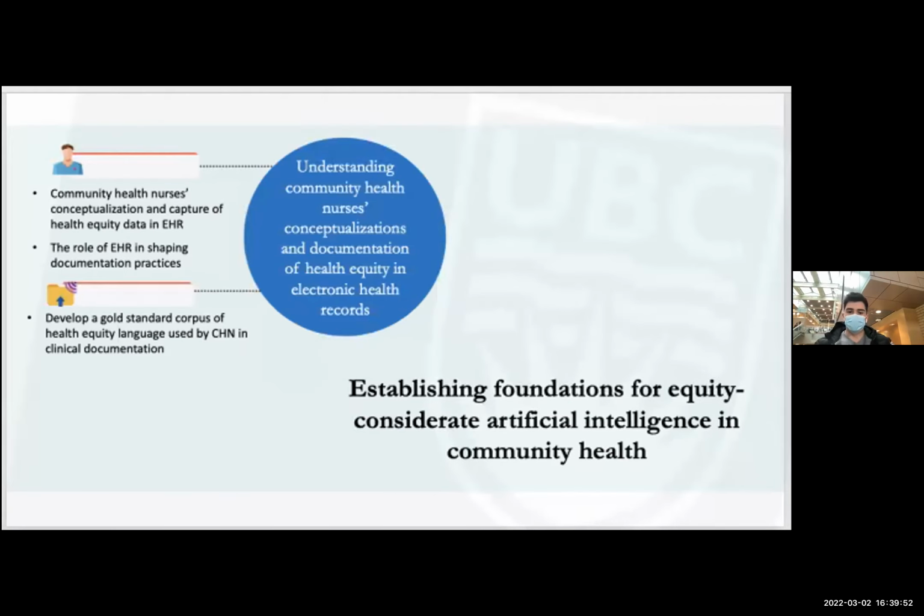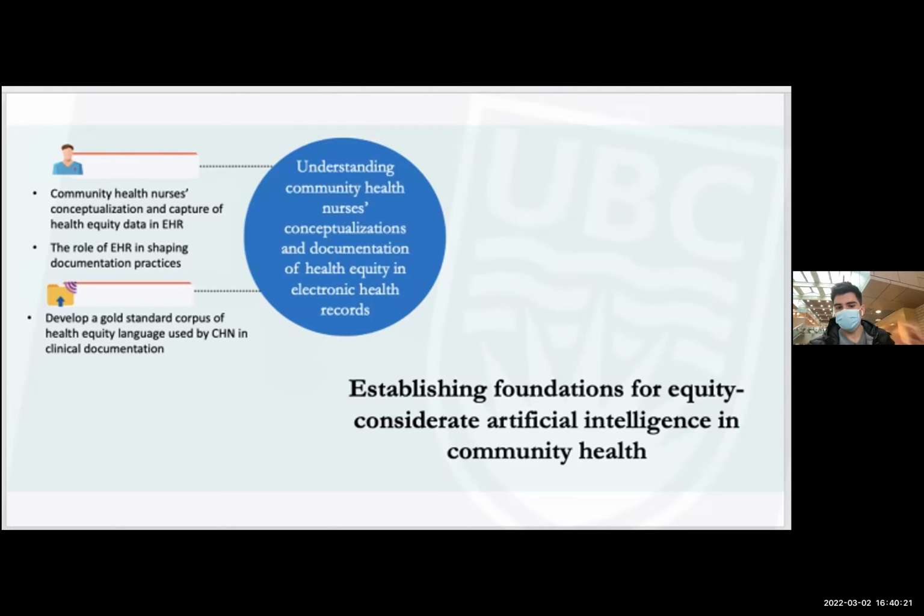So our project is currently working to establish the foundations for a larger program of research that will leverage the use of community health nurses' clinical documentation in order to build an AI technology, which we will incorporate the health equity data into. So this is going to be a three-part project, which I'm going to touch on a little bit later. In order to get to that point though, we must start with the data and understand how our data is produced and documented by clinicians, in particular community health nurses.